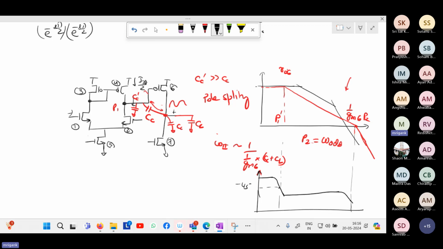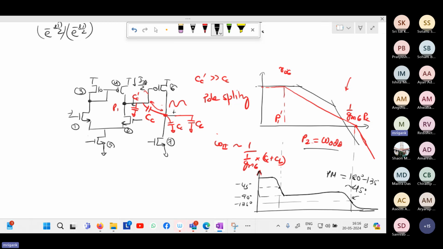Far away from P1, we get around minus 90 degree. Exactly at P2, we get another minus 45 degree, minus 135 degree. And after that, far away from P2, it will be approaching minus 180 degree. But now here, if the P2 is equal to omega 0 dB, what will happen to the phase margin? PM will be 180 degree minus 135 degree, right? So you will get at least 45 degree phase margin.